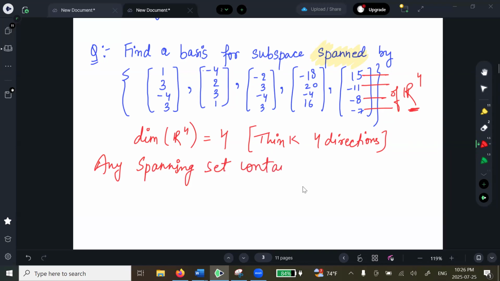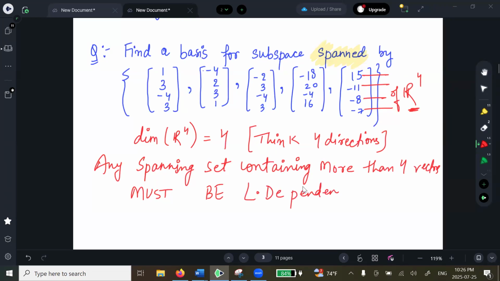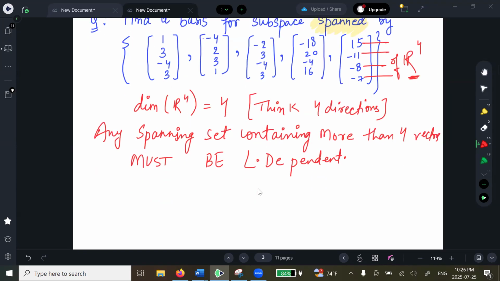containing more than 4 vectors must be linearly dependent, because it has extra stuff. It is not efficient. So how do we get rid of that extra stuff? Because a basis is the efficient number of vectors. You cannot have extra vectors in there.